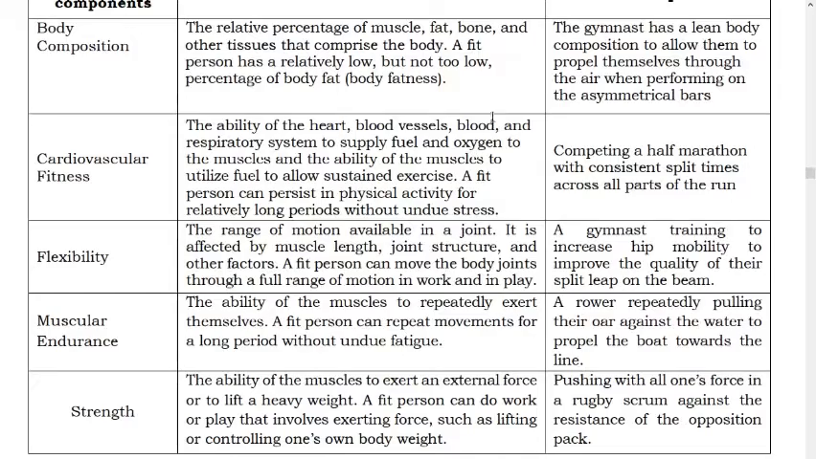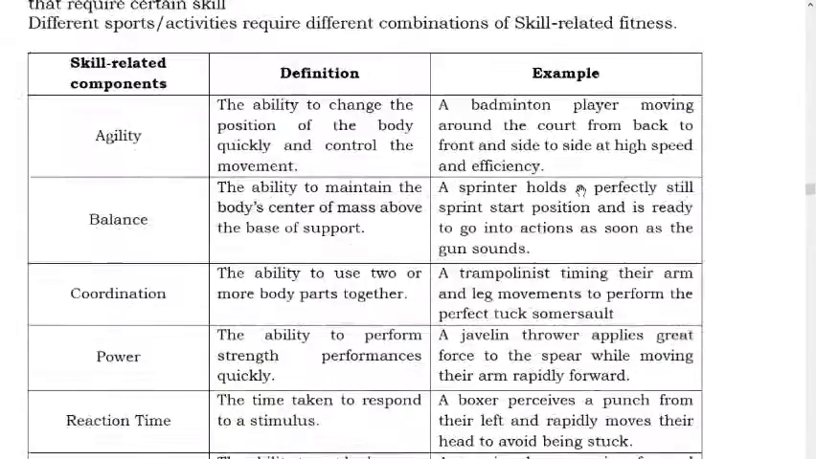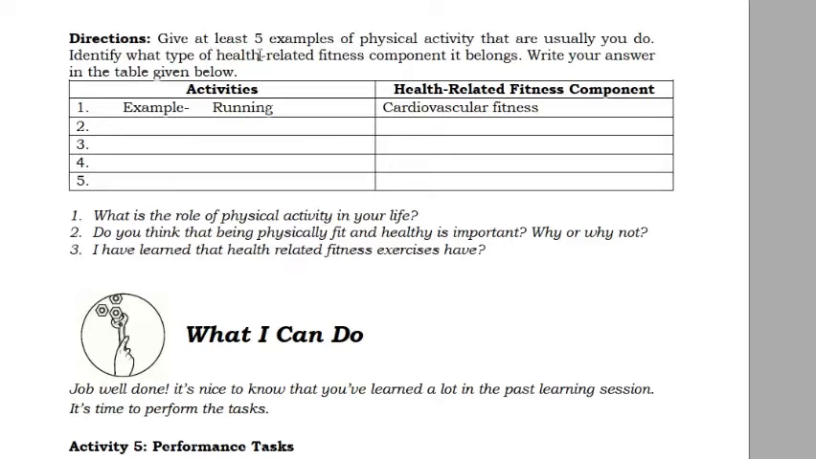Now, let's proceed to your learning activity sheet. So, what are you going to do? The direction is you're going to give at least five examples of physical activity that you usually do. Identify what type of health related fitness component it belongs. So write your answer in the table given below. So you can use an extra sheet of paper or you can answer directly on your learning activity sheets. So we have here an example of activities like running. The health related fitness component is the cardiovascular fitness.